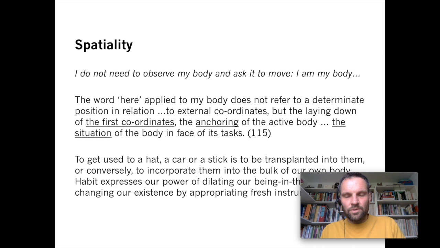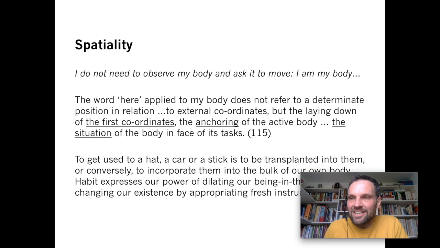So he says, for example, the word "here," if we apply it to my own body, doesn't refer to a determinate position in relation to some external coordinates, right? Being here doesn't mean I'm in this physical location in the house or something like that. It is actually the start where all coordinates begin. So in the end, when I'm thinking about coordinates and meters and distances and the difference between something being here and there, it's all in the end related to my body, right? Because the whole experience of the world starts with me. So I'm the ultimate zero starting point, right?